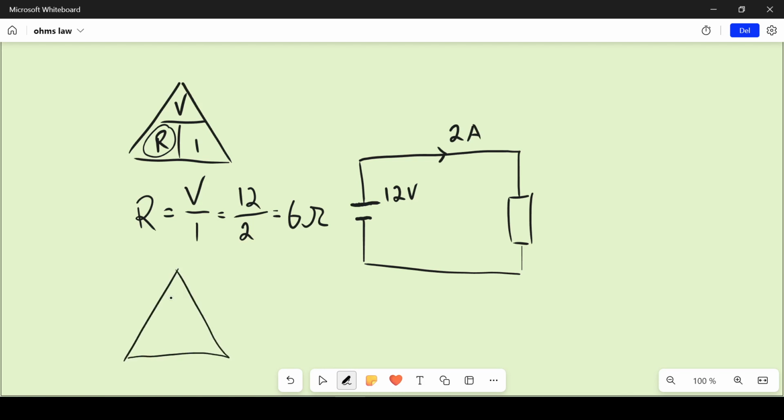triangle. You would put the power on top, then you put the voltage and the current at the bottom. So the power would then be the voltage multiplied by current. So 12 volts multiplied by 2 amps should give us 24 watts of power.